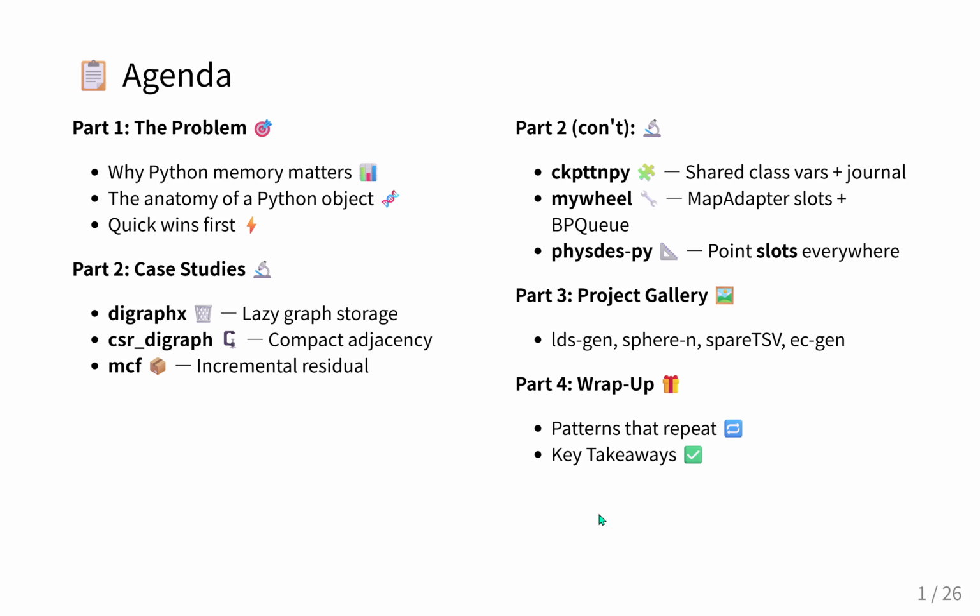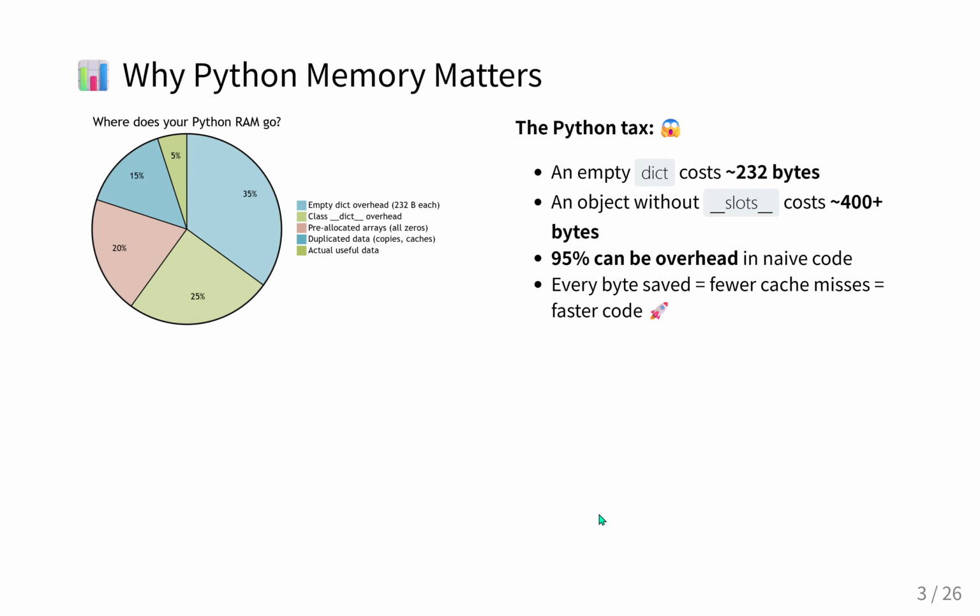Right? The presentation highlights this staggering statistic. A single, completely empty dictionary in Python costs about 232 bytes of memory. Just for an empty dictionary. Exactly. And a naive object, just a standard custom class you write to hold a few variables, costs over 400 bytes, assuming it doesn't have a specific magic method defined.